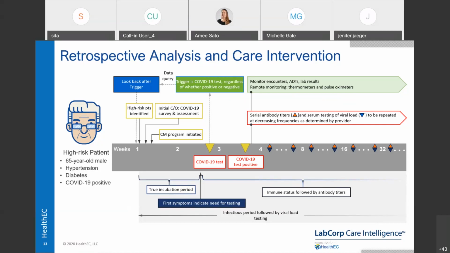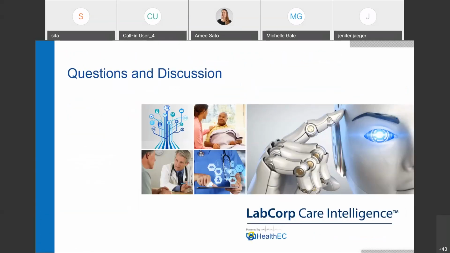And then moving forward, we can include cost and utilization for these positive individuals, so that you can take a look within your healthcare facility, at a population level, at what the costs were attributed specifically to COVID-19, and then with the availability of serial testing, follow these individuals for immunity and see how long that persists.